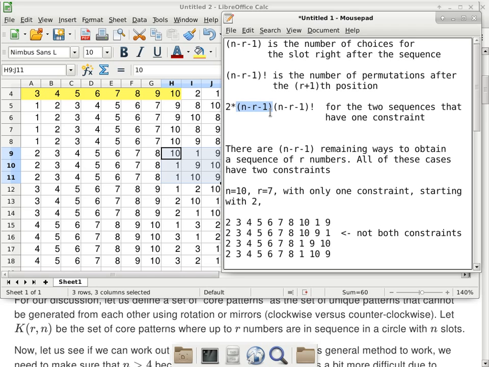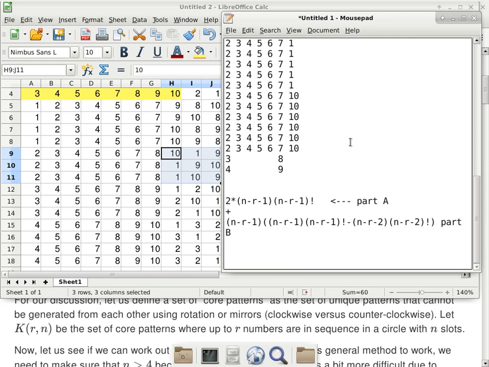Yep. Can you go back to the big equation, the bottom one? Yeah. Yep. So we just explained part A. Yep, go ahead.